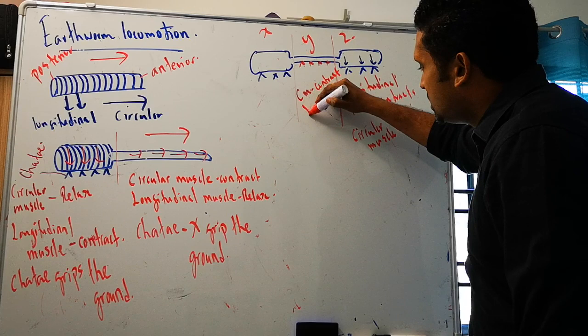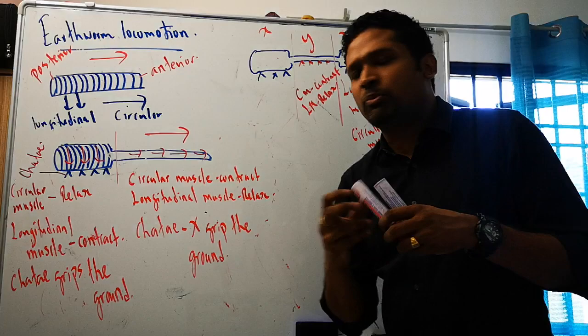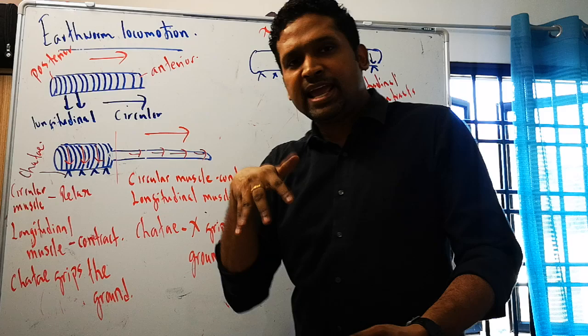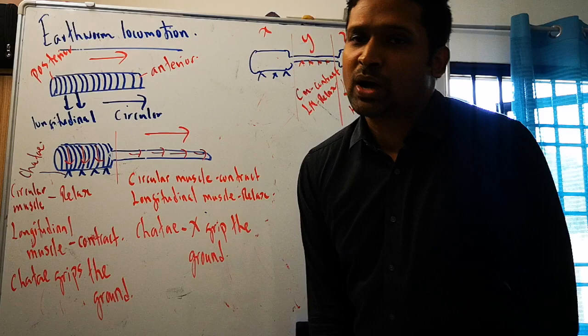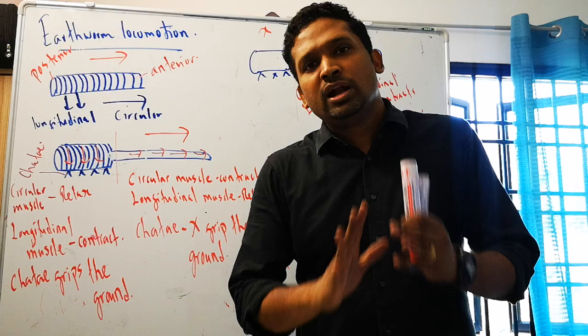The longitudinal muscle will relax. So simple, whenever the body gets pulled forward, circular muscle contracts, longitudinal muscle relaxes. When the chaetae is gripping the ground, circular muscle relaxes, longitudinal muscle contracts. What allows the chaetae to grip the ground? Longitudinal muscle. What allows the body to be pulled forward? Circular muscle contracting. This one is a bit different, why? You explain step by step, so we give you less, just make it more complicated.